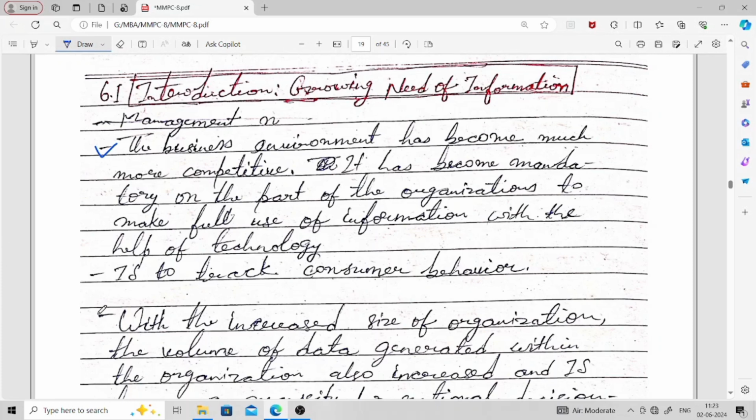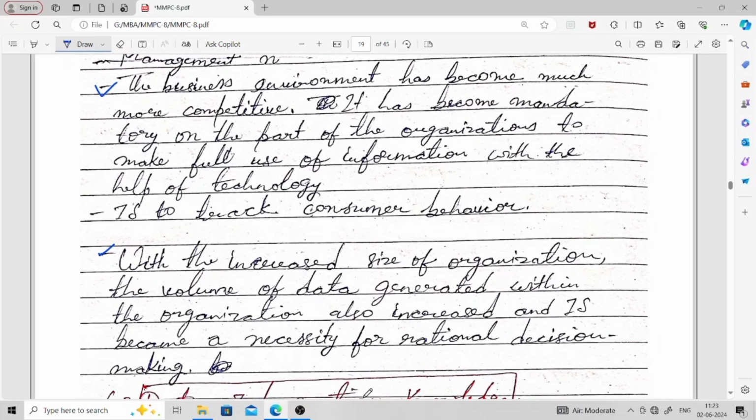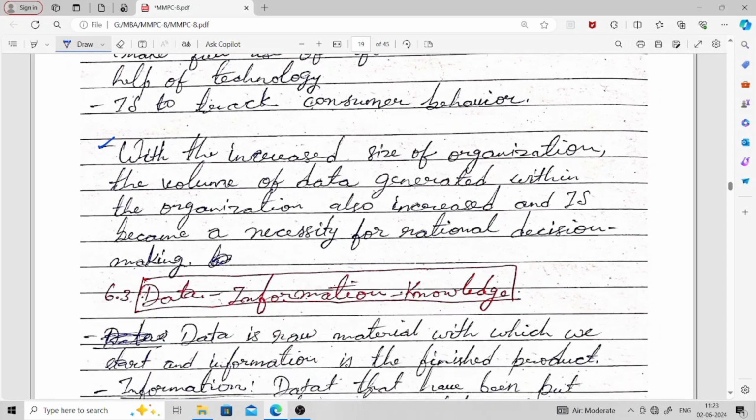Then we have that with the increased size of organizations, the volume of data generated within the organization has also increased, and the information system has become a necessity for rational decision making. As you know, organizations nowadays are becoming larger and larger, so whatever data is generated inside the organization has also increased.